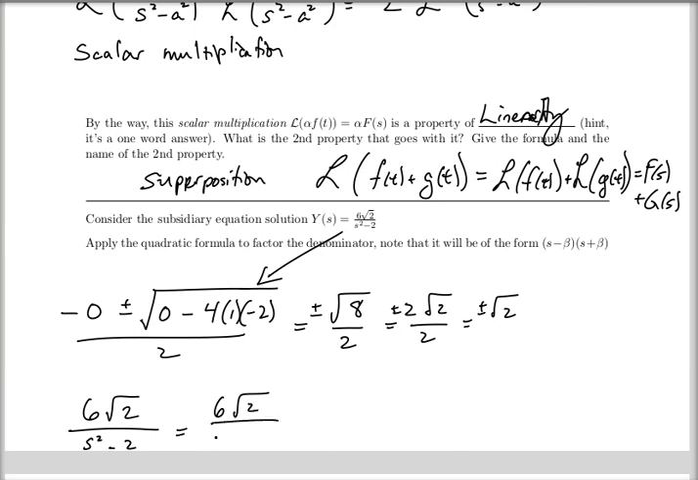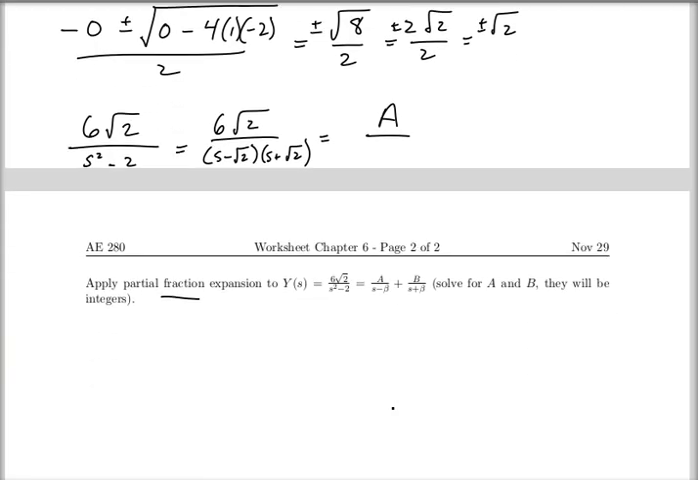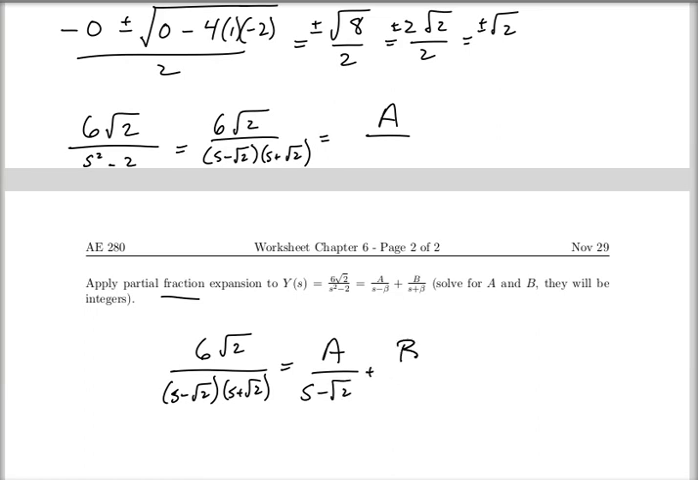So we've got 6 square root of 2 over s squared minus 2, which is equal to 6 square root of 2 over s minus square root of 2 times s plus square root of 2, and those are two linear factors. So it's going to be A over, actually I'm supposed to do all this on the next page, 6 square root of 2 over s minus square root of 2 times s plus square root of 2 is equal to A over s minus square root of 2 plus B over s plus square root of 2.